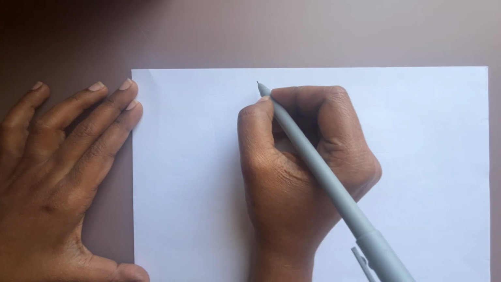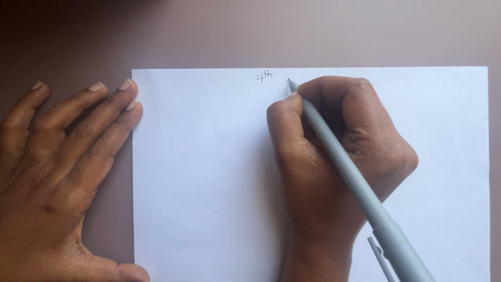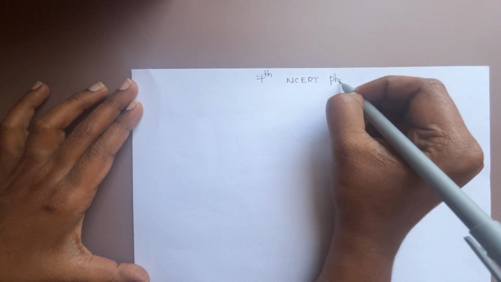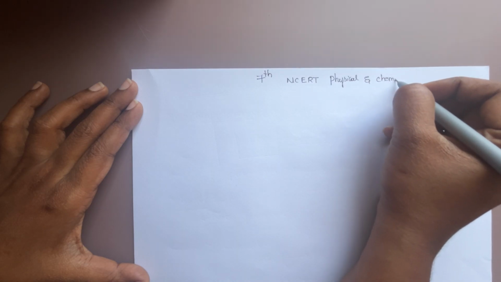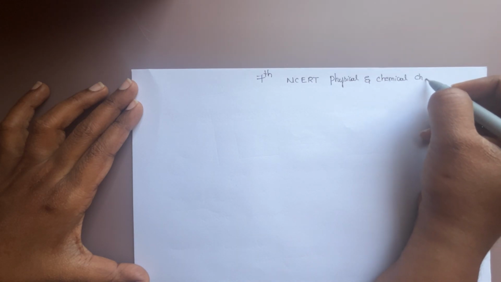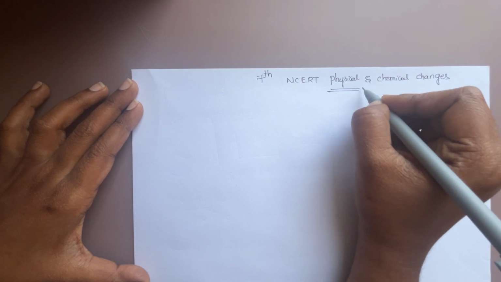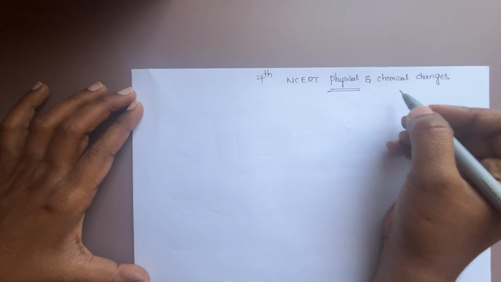Hello everyone. In the previous class, we discussed the 7th class NCERT chemistry concept of physical and chemical changes. We have already discussed physical changes. If you want the physical changes concept, please watch my previous video. So let us see the chemical changes.